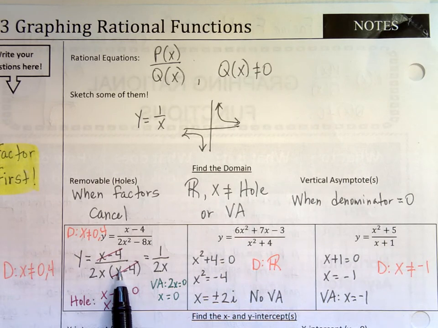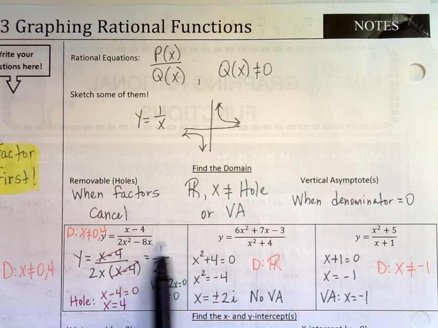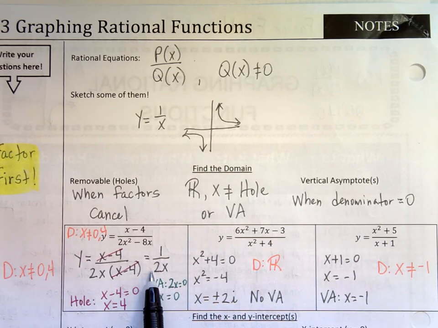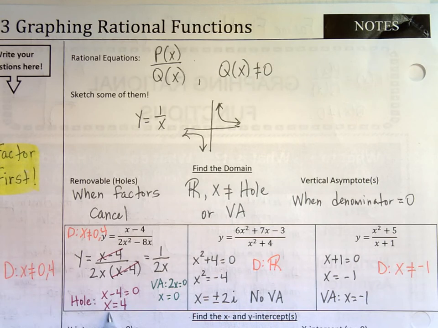And so I cancel them out, and that leaves me a more simplified version of the function, which is 1 over 2x. This is what we're going to use to answer all the rest of the questions about this function because we've taken this hole away. Where's the hole? Where x minus 4 equals 0. Solve it out, x equals 4. So you've got a hole at 4 when x equals 4.